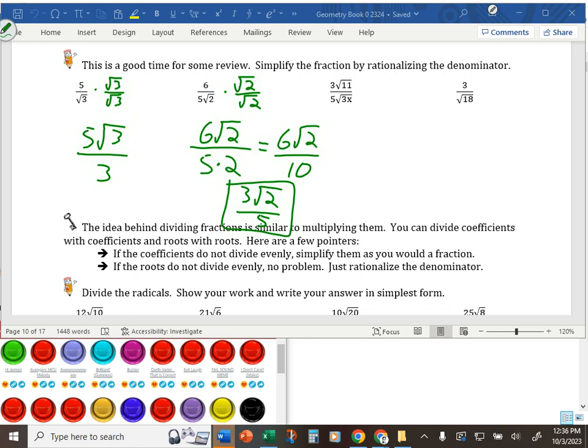Yes? I'm so confused about the top. Question. I have to save it. I can't go back right now.